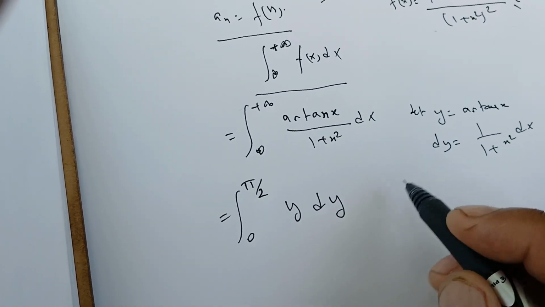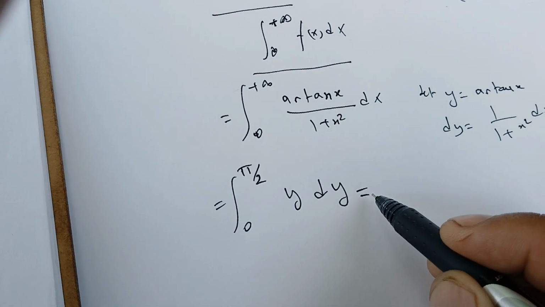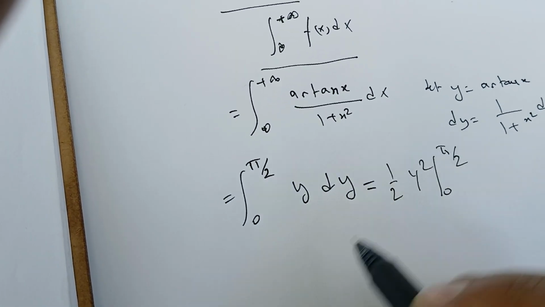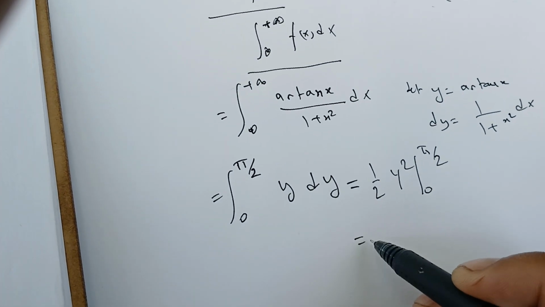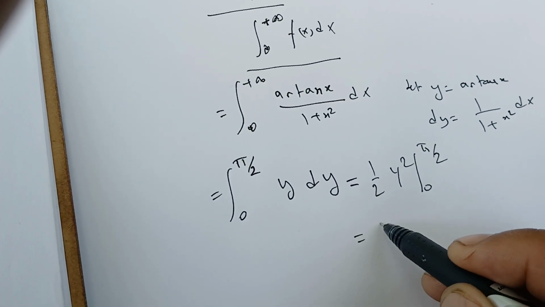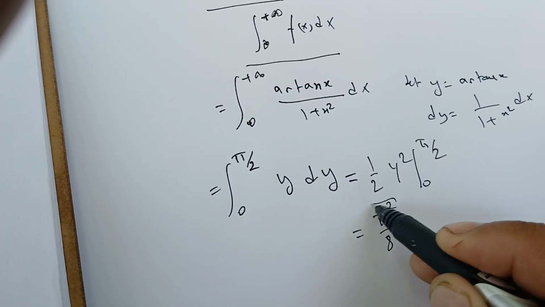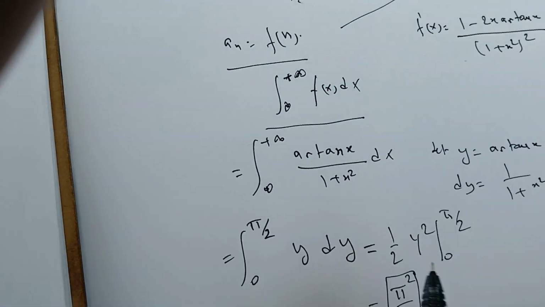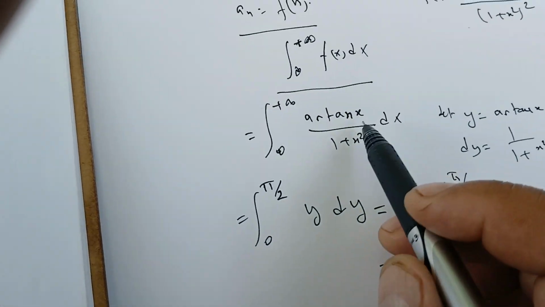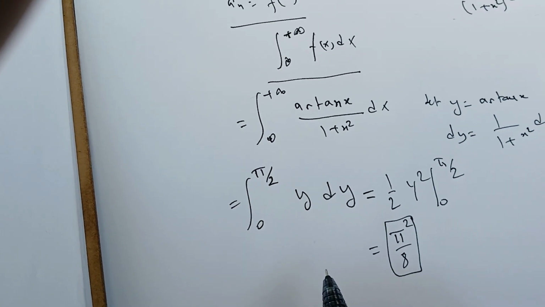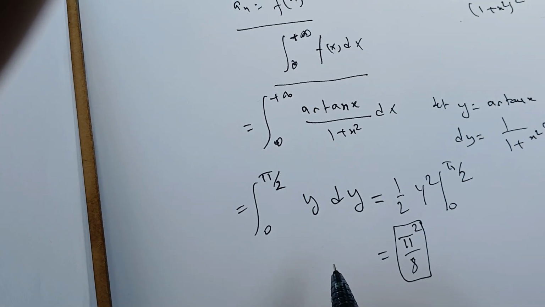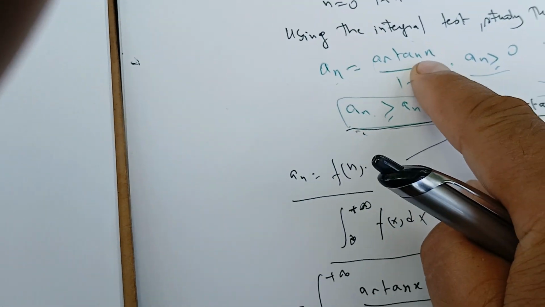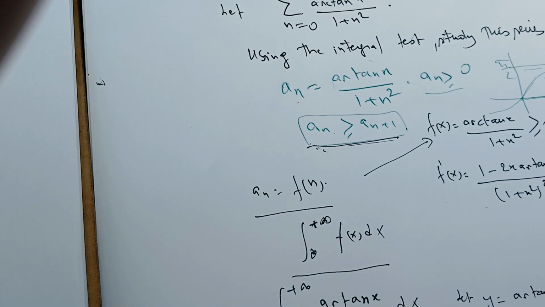And here we know this one. It's 1/2 y squared between 0 and pi over 2. This gives us pi squared over 8. Therefore this is finite. That means this integral is convergent, so our series is convergent according to the integral test for series.